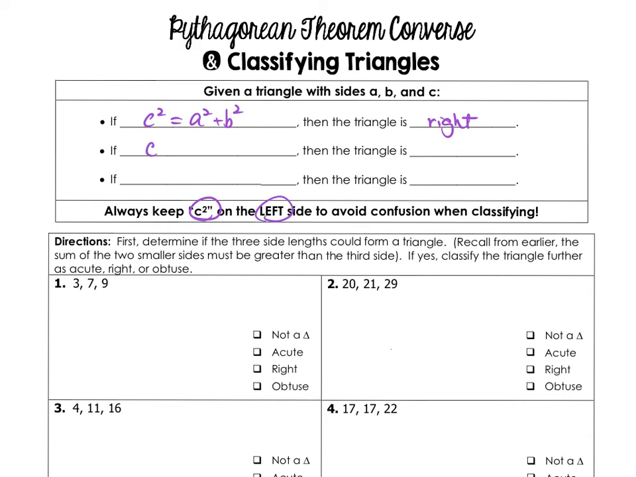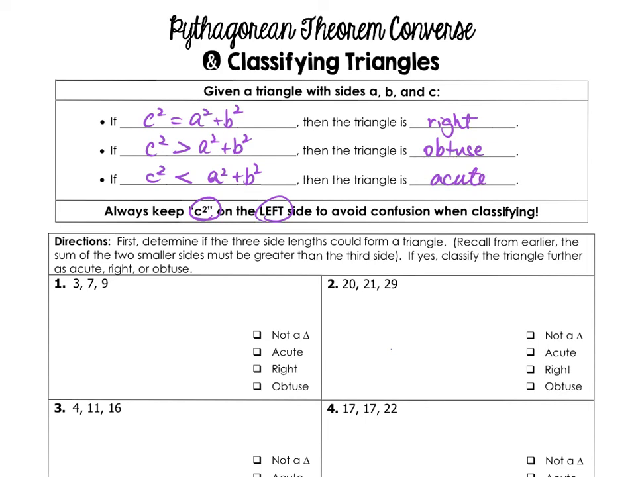Now, an extension of the Pythagorean theorem states that if c squared is greater than a squared plus b squared, then I would have an obtuse triangle. And the opposite is also true. If c squared is less than a squared plus b squared, then I have an acute triangle. Okay, so let's see how we are going to use this in our practice.